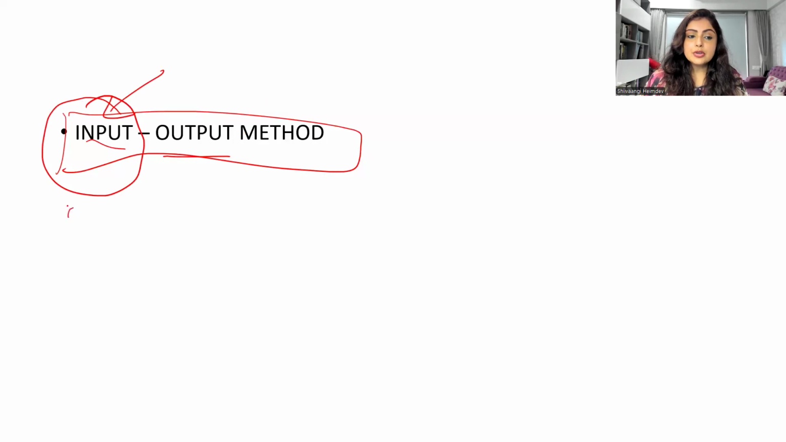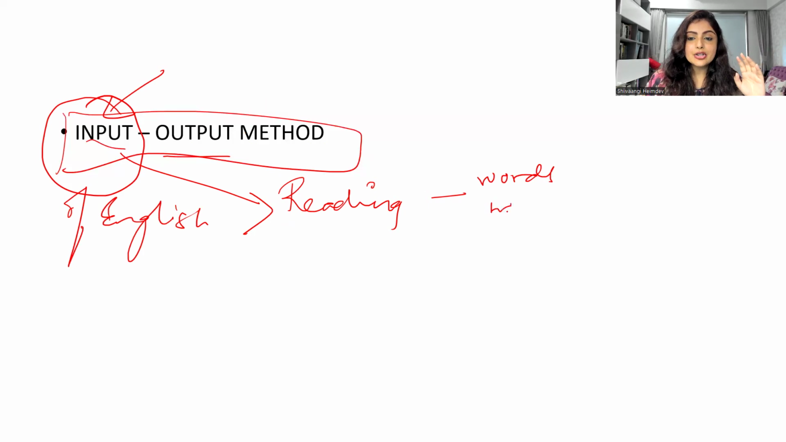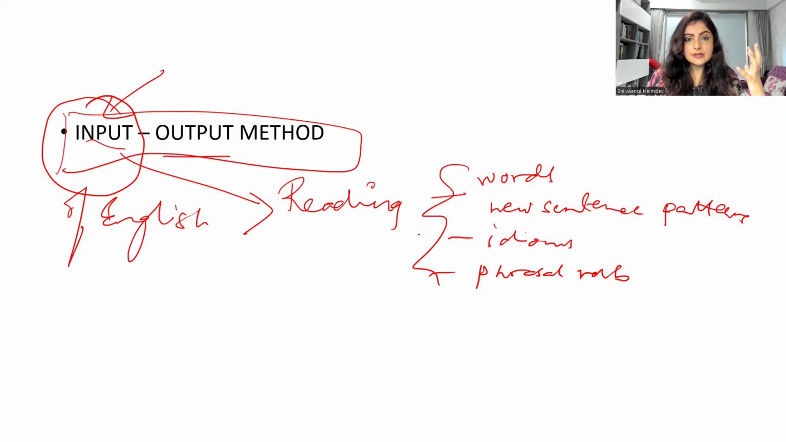Inputs of English content. Now, what is this input? How can you work on these inputs? Inputs could be through reading. So when you read, make sure that you're feeding your brain with English content, with some new words, new sentence structures, new sentence patterns, idioms, some phrasal verbs. So this should be your constant inputs.